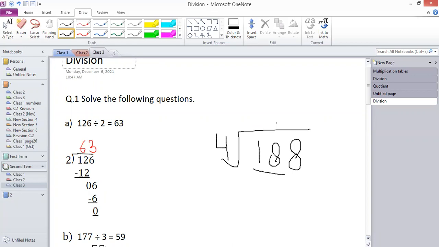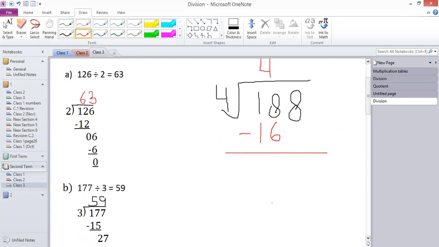So you will check the number which is near to 18 and it should be less than 18. Near to 18, there are two numbers, 20 and 16, which come in the table of 4. But you always go for the number which is less than. So you will go for 16. How many times 4 will give you 16? 4 multiplied by 4 is equal to 16. So you will write 16 just below the 18. The next step is to subtract because they are not the same, so the answer will not be 0. 8 minus 6 is 2.